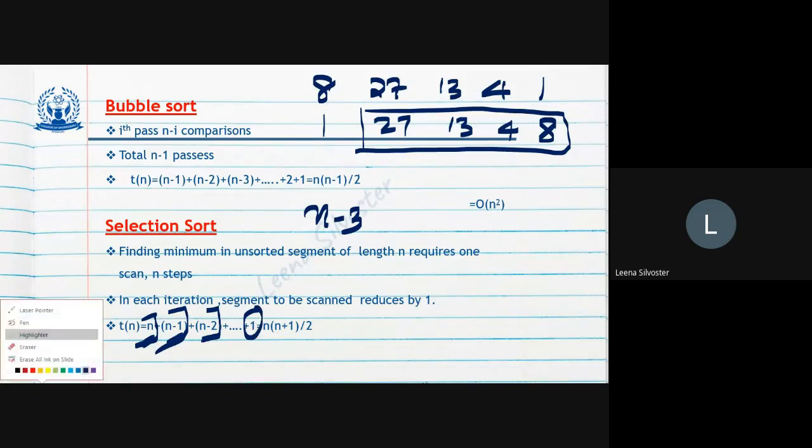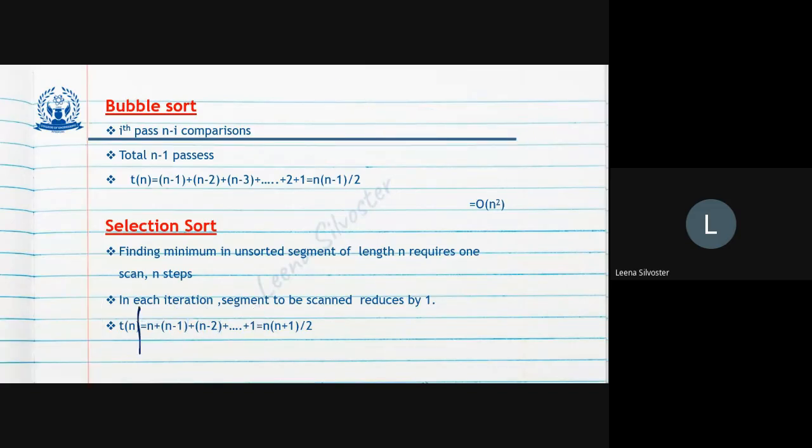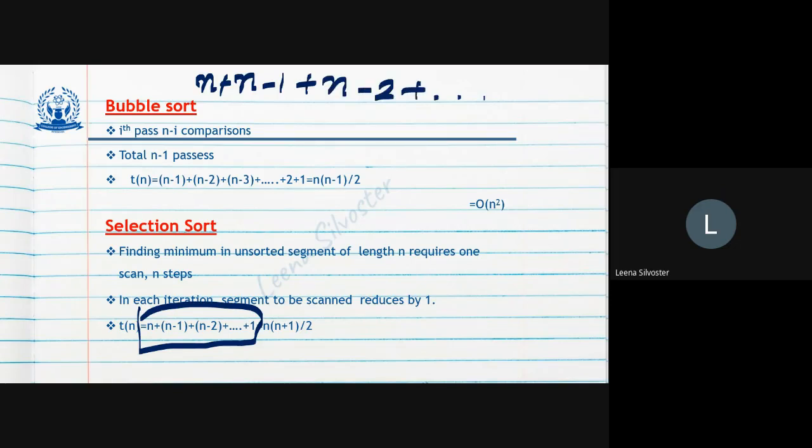So again, what is this one? n plus n minus 1 plus n minus 2 plus etc. plus 1.